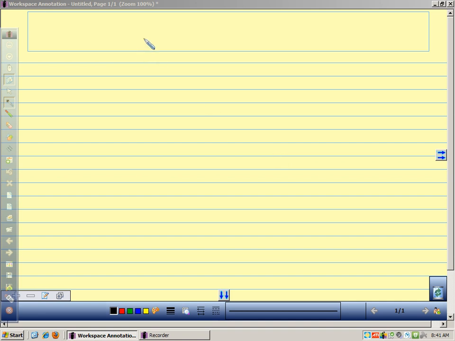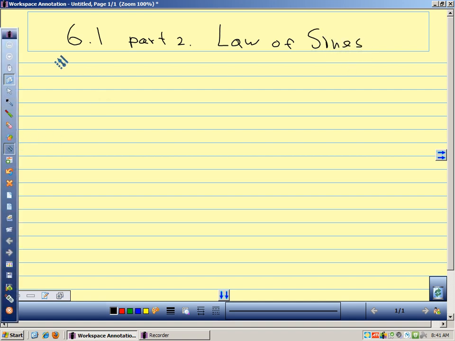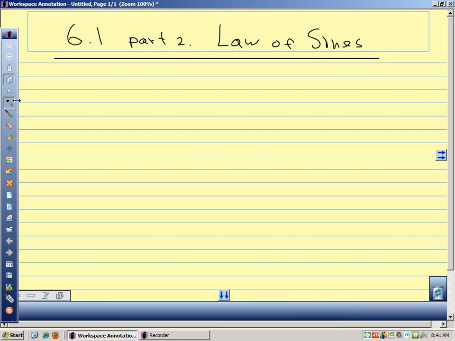All right, so we're still in section 6.1. We're still talking about the law of sines. And before we go on to the ambiguous case, I wanted to sketch out really quickly why the law of sines works the way it does.